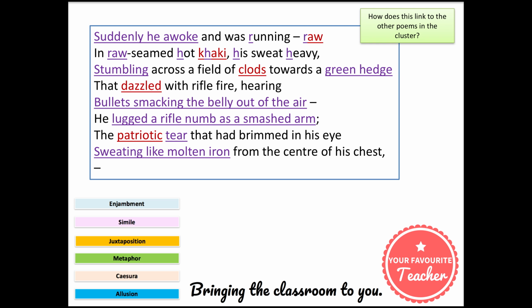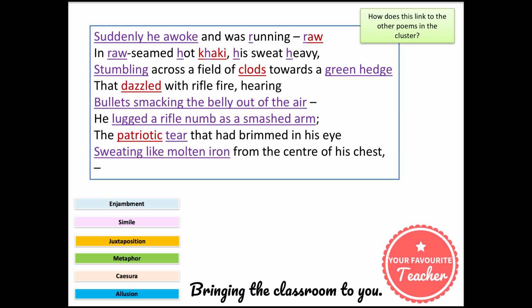Another simile with sweating like molten iron. Again, this kind of reference here, burning hot molten iron, shows the violence and the strength. It is only extreme conditions where iron will melt, and those extreme conditions are how the soldier is feeling at the moment. Think about the use of the dashes here as well, perhaps also showing a breakup of this running effect. The fact that there is unnatural pauses, the fact that there is enjambment, hearing bullets smacking the belly out of the air. It's very disjointed, and again that might emulate being out of breath.